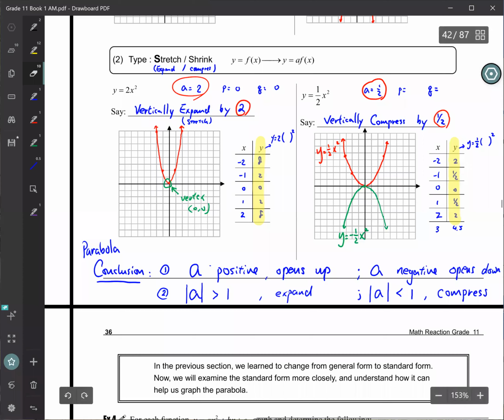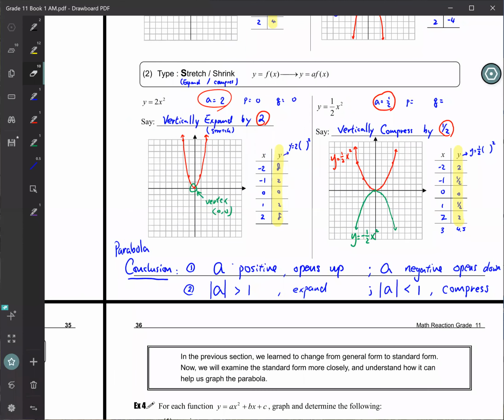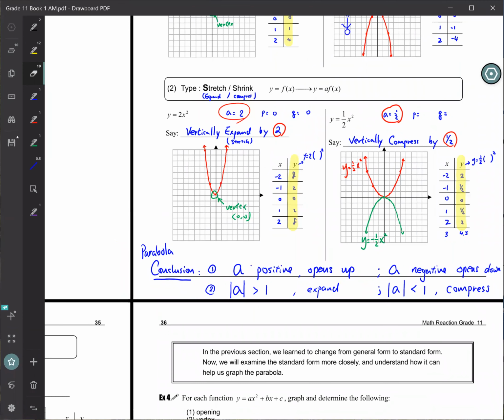Next one. Absolute value of A greater than 1, expand. Absolute value of A greater than 1, expand. Very good. Next one. Absolute value of A less than 1, compress. Absolute value of A less than 1, compress. Just remember, the more you repeat, the stronger impression it leaves in your head, okay?